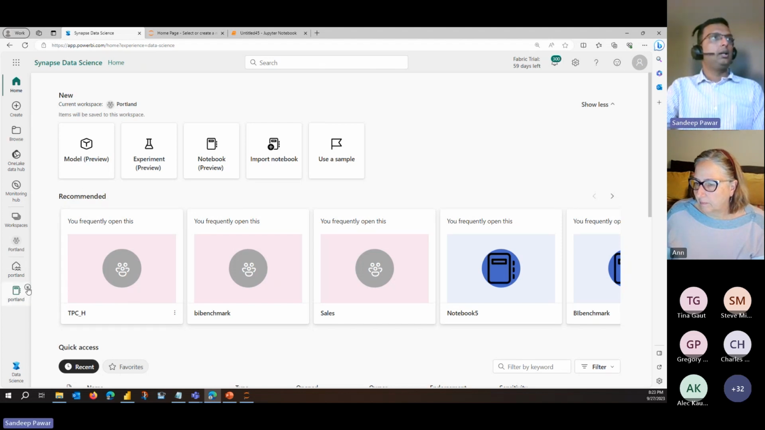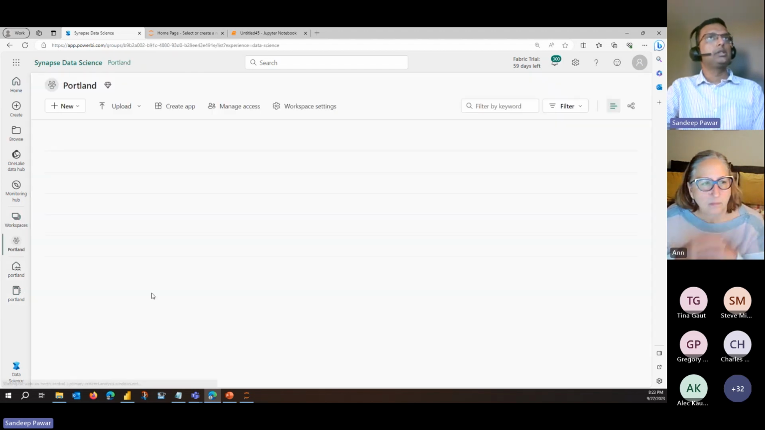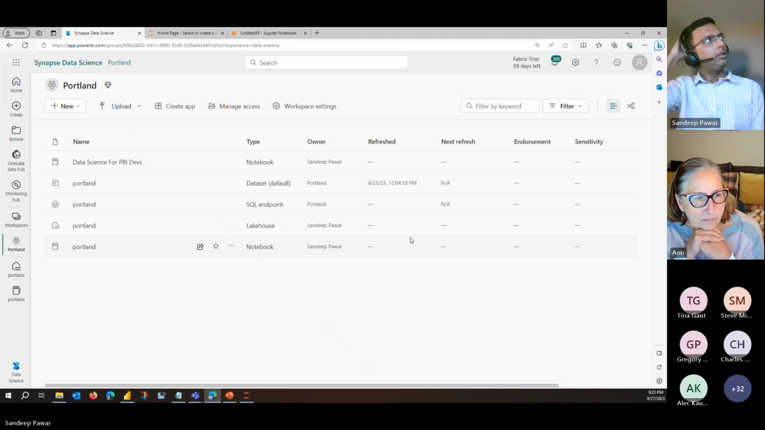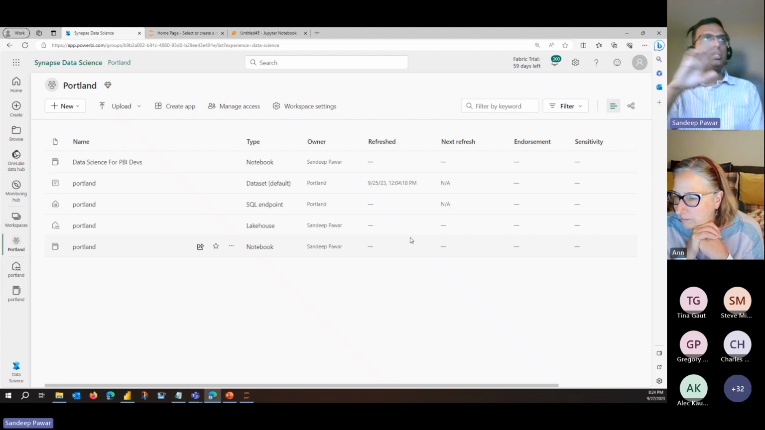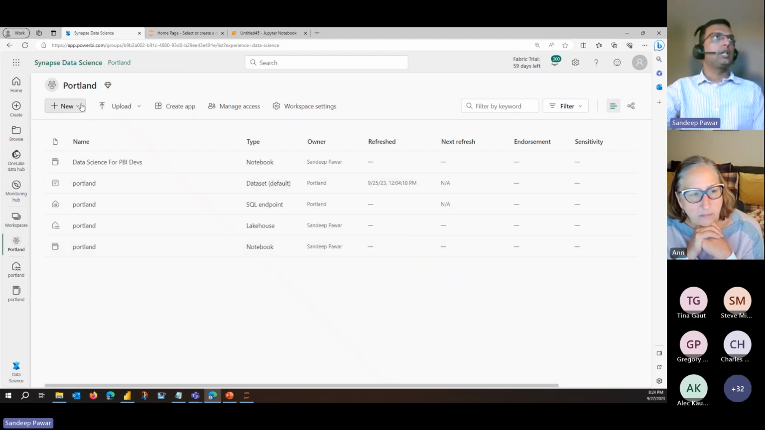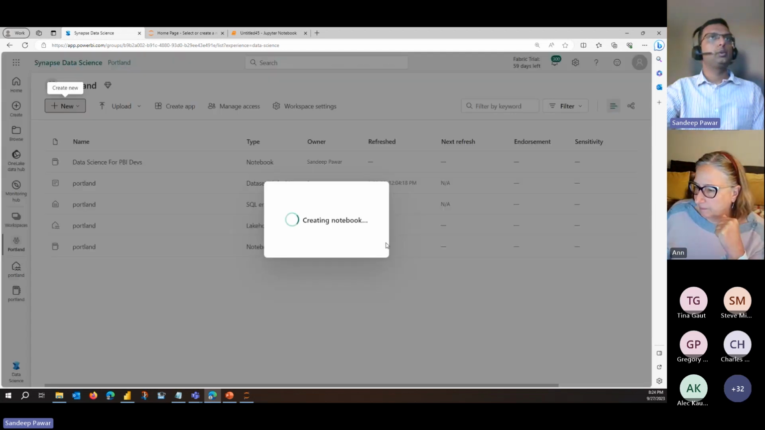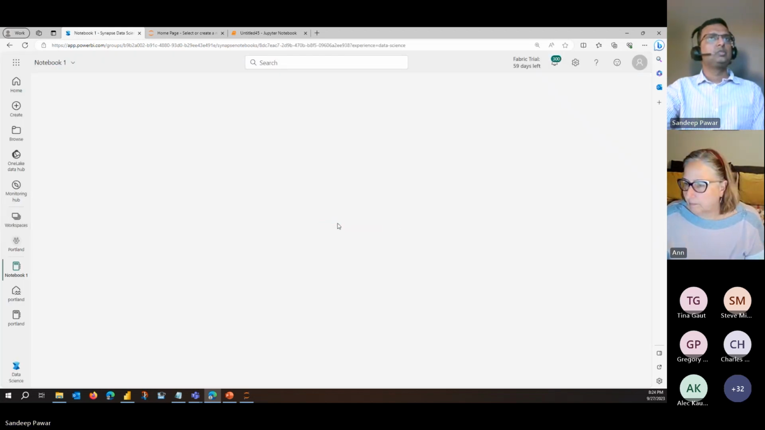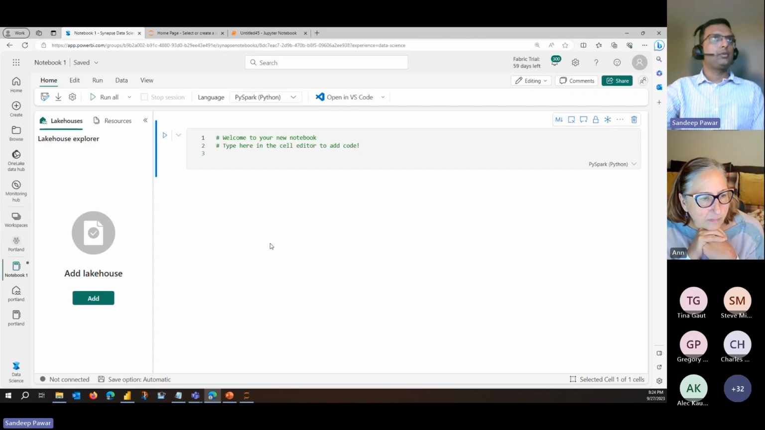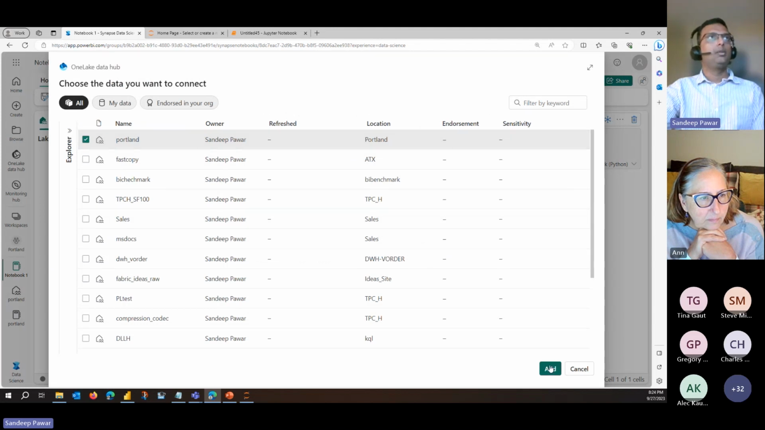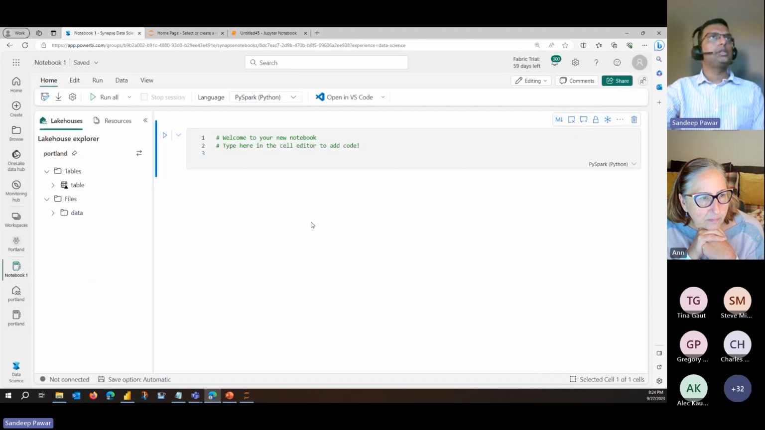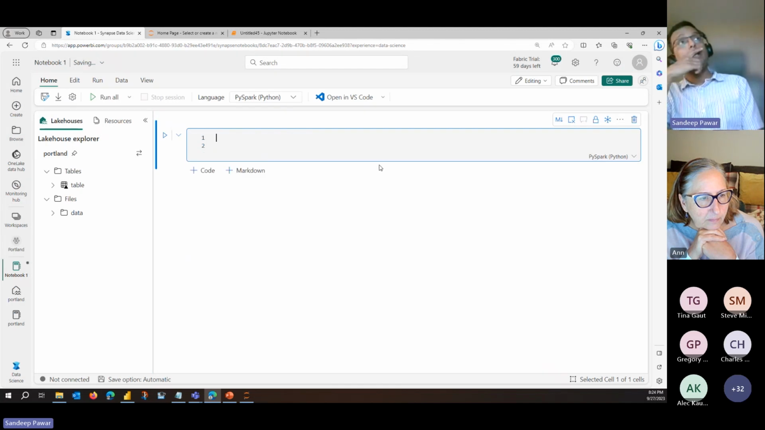To do that, what we will actually do is create one of the simplest machine learning or data science experiments that anybody can possibly think of. So I'll start with a new notebook. I'll go to a new notebook, and I will add a lakehouse to my notebook. Let's go ahead and add my Portland lakehouse to this. And then we will start creating the experiment.